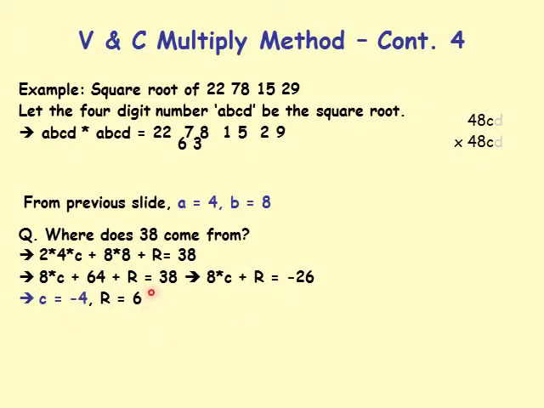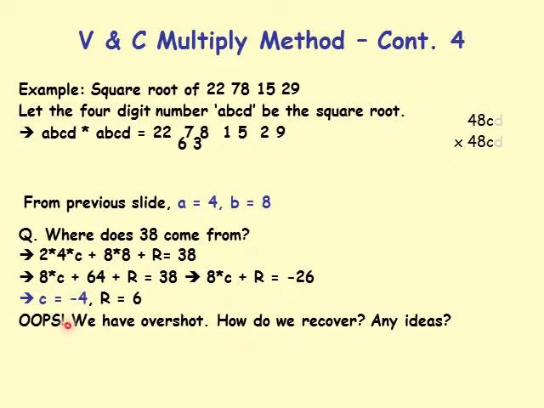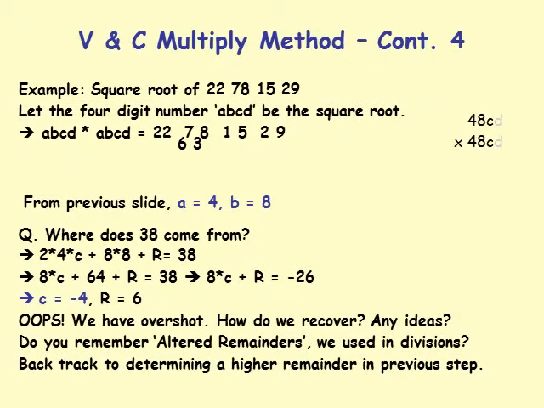To keep the remainder positive, because the carries from the right would be positive, we would have c equal to minus 4. So we may have overshot. Oops, we have overshot. How do you correct? Any ideas? Do you remember altered remainders we used in divisions? Backtrack to determine a higher remainder in the previous step. So with altered remainders, we backtrack and determine a higher remainder in a previous step.